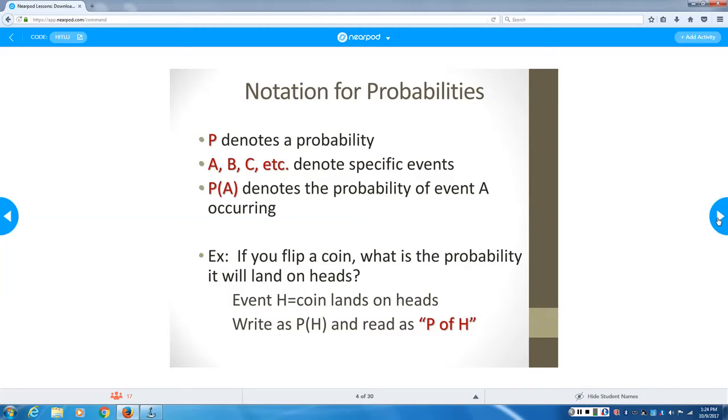The notation that we're going to use here is that capital P represents probability. And whatever comes in parentheses after capital P is some way of explaining what the event is. We don't want to have to keep writing out the probability of rolling a 2 on a fair die, so what we'll do is just denote that event A is rolling a 2 on a fair die.